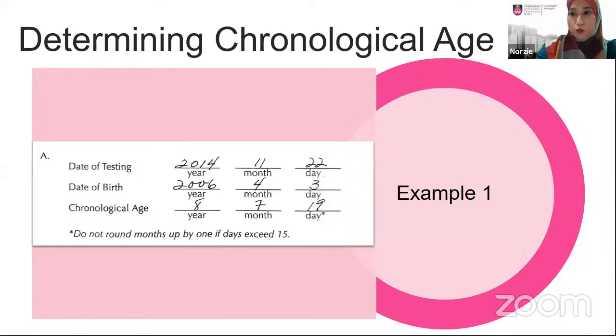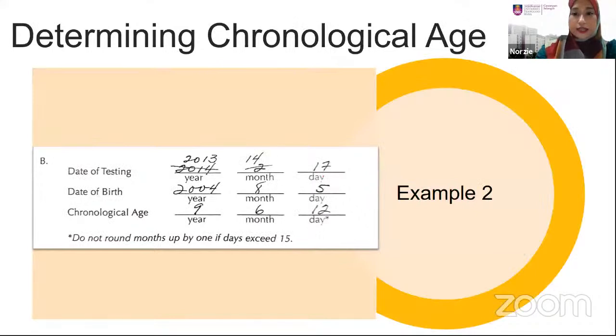Okay, look at example 1. This is quite easy to calculate, because you don't need to borrow from the month column or the year column. So you can just directly subtract between the date of testing and the date of birth. 22 tolak 3, you will get 19. 11 tolak 4, you will get 7. 2014, subtract 2006, you will get 8. So the answer will be 8 years, 7 months, and 19 days. And please remember, do not round up if the day exceeds 15.